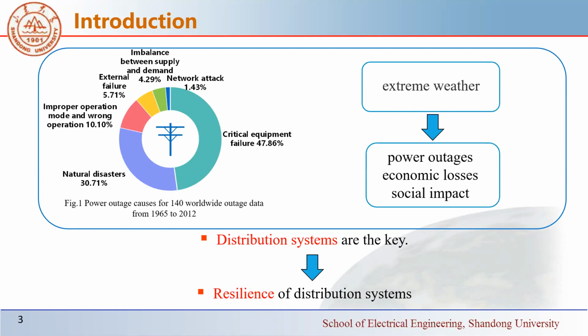Located at the end of power systems, distribution systems are the key to directly supplying power to customers. So the normal operation of distribution systems in extreme weather is very important to maintain the development of society and economy. In this condition, resilience of distribution systems is introduced to reflect their ability to resist extreme weather disasters, to reduce fault losses, and to restore the original state as soon as possible after the fault occurs.